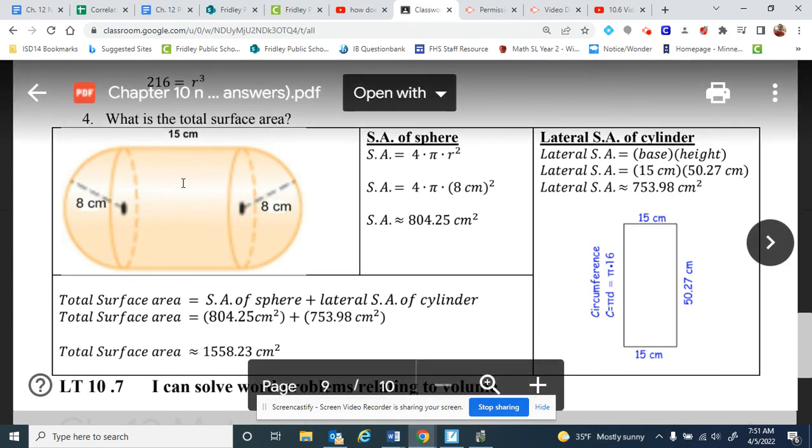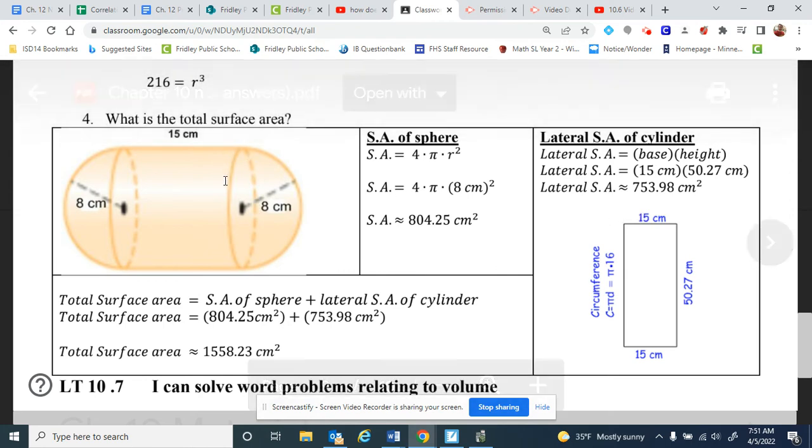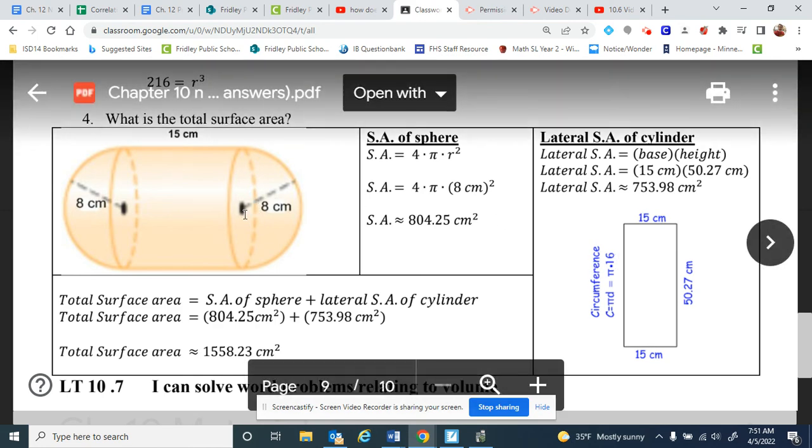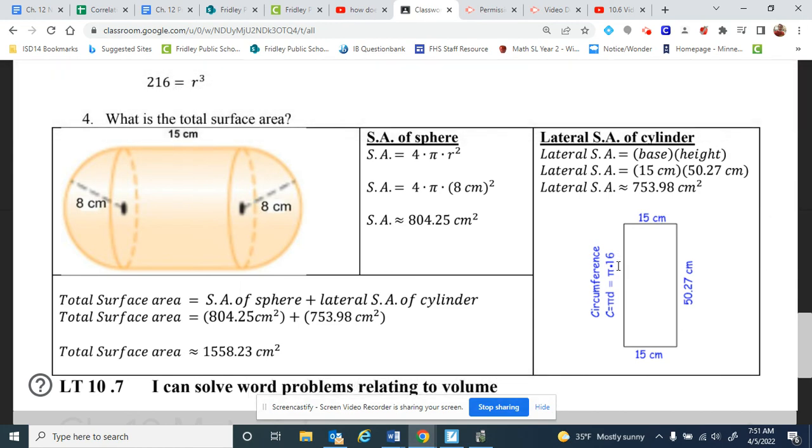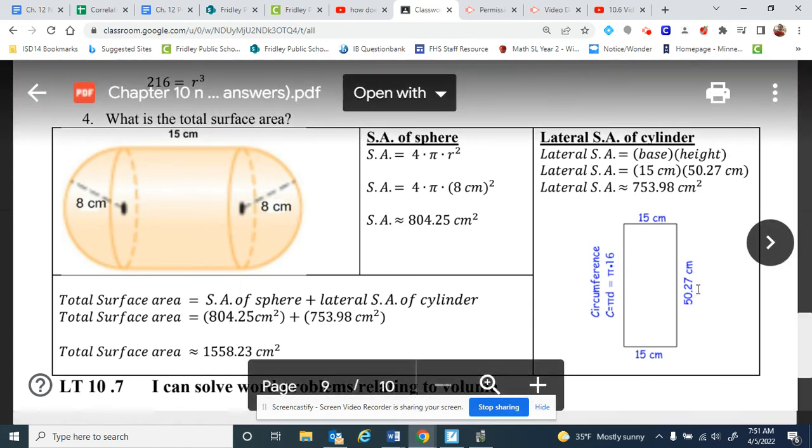And then the lateral surface area, this middle part, that would turn into a rectangle with a width of 15. And the distance around our rectangle would be the whole circumference of the circle. And if we think back to our previous chapter, circumference of a circle is pi times diameter. So pi multiplied by 16, because double 8, we get 16. So pi times 16 is 50.27. So there we have the dimensions of a rectangle.